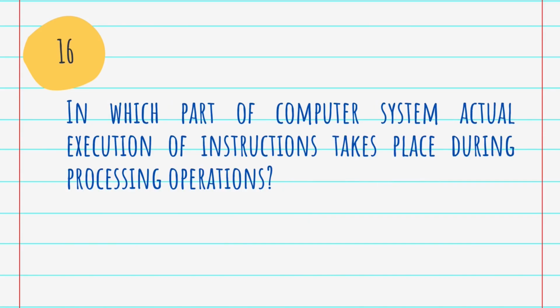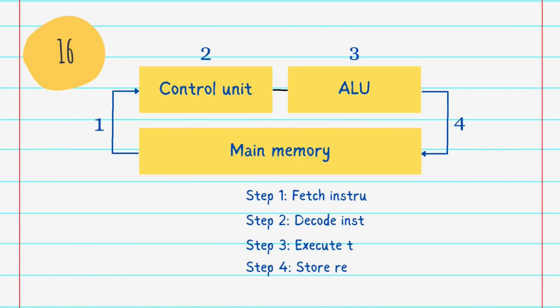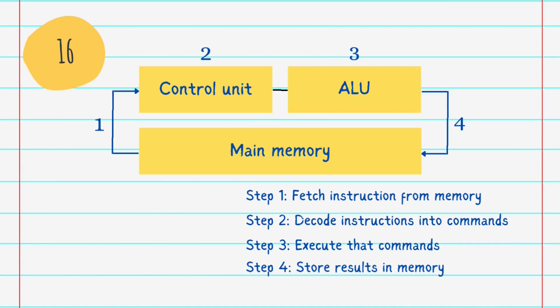Okay. Question number 16. In which part of computer system does actual execution of instruction take place during processing operations? Answer is ALU. Arithmetic logic unit is the place where the actual execution of instruction takes place during the processing operation. We know ALU is the fundamental building block of the central processing unit. It performs both bitwise and mathematical operations on a binary number and is the last component to perform calculation in the processor. The ALU uses operands and code that tells it which operations to perform for input data. After the information has been processed by the ALU, it is sent to the computer's memory.